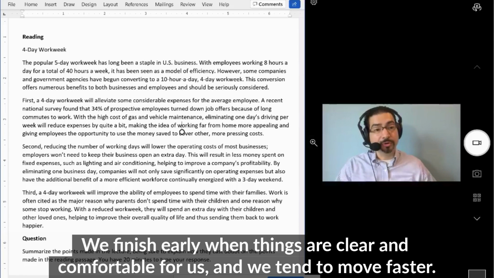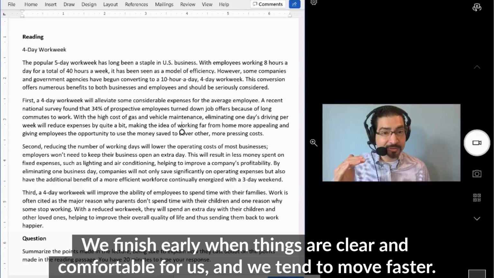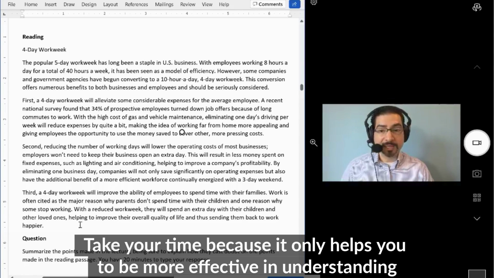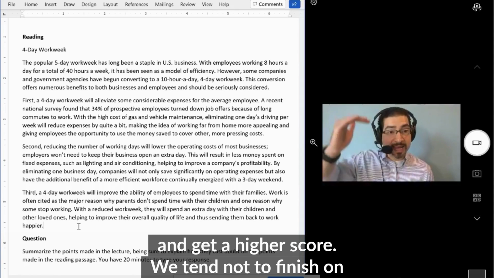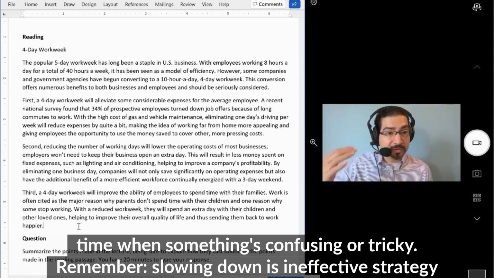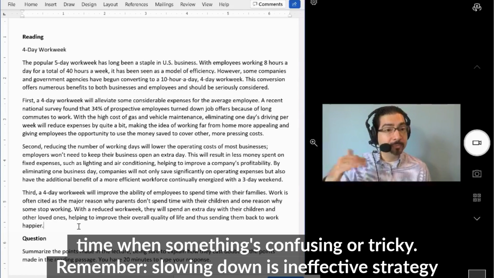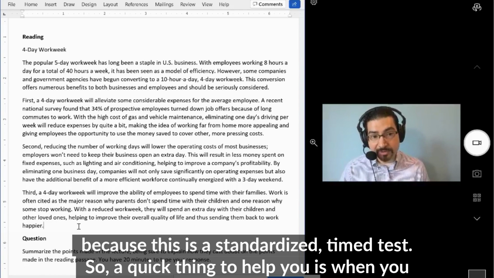We finish early when things are clear and comfortable for us and we tend to move faster. Take your time because it only helps you to be more effective in understanding and get a higher score. We tend not to finish on time when something's confusing or tricky. Remember, slowing down is an ineffective strategy because this is a standardized timed test.